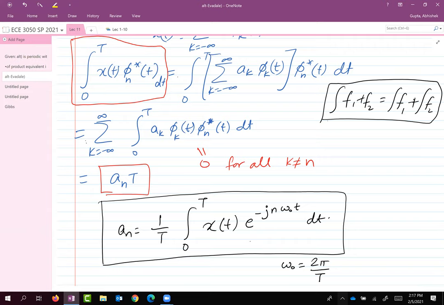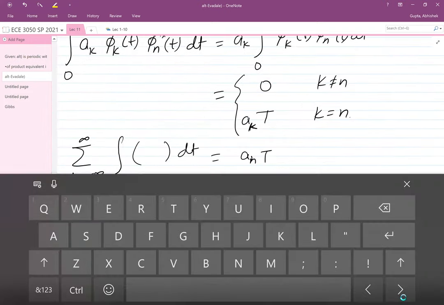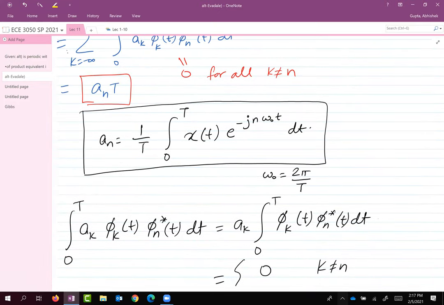Okay. So this equation, this a_n, is called the Fourier series coefficient.